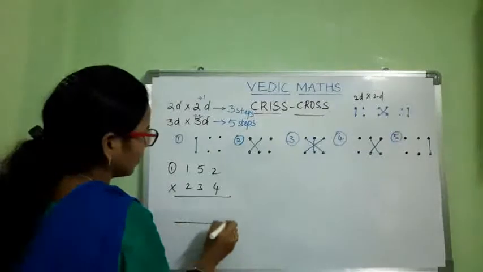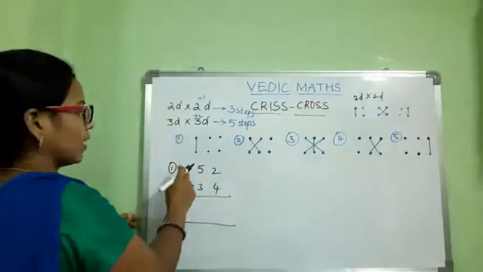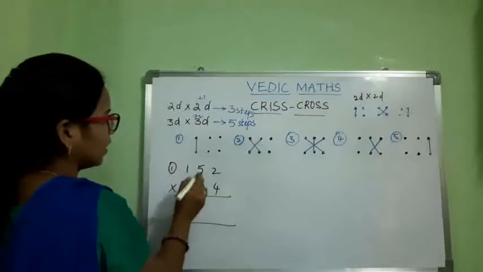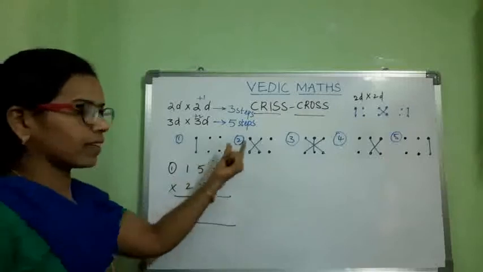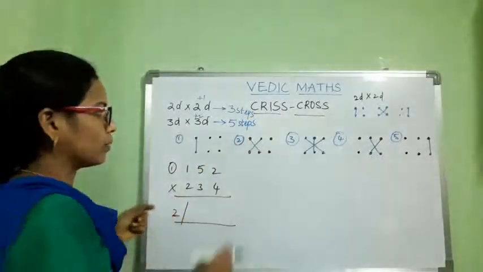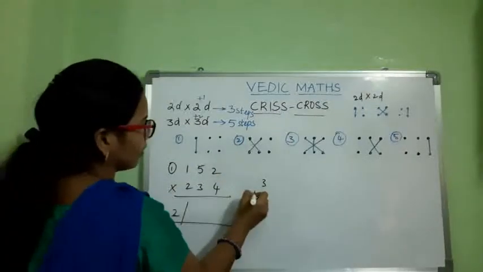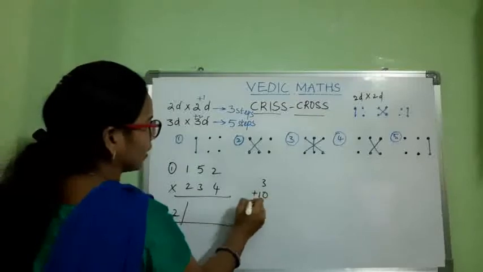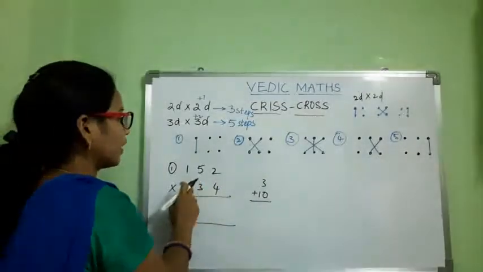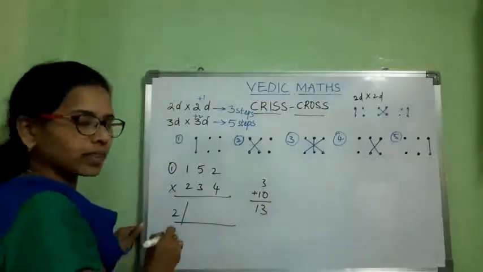Here, first step, we have to multiply the first column digits. 2 ones are 2. Take slash. Next, second step, cross multiplication of first and second columns. That means 1 times 3 is 3, plus 5 times 2 is 10. After getting the products, add them up. Here 5 times 2 is 10 and 3 times 1 is 3. What is the sum? 13 here.